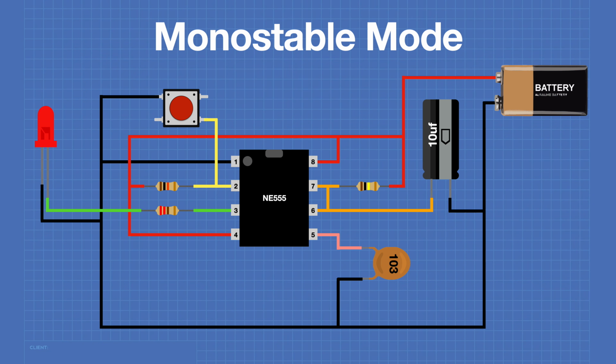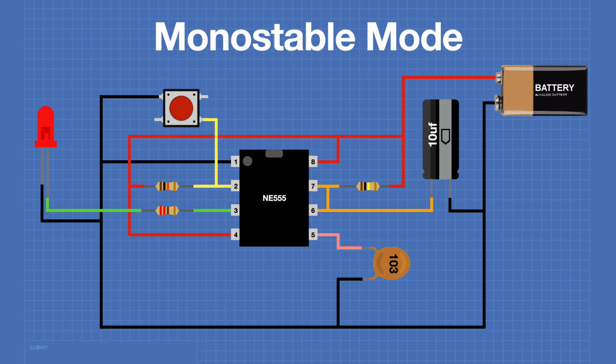Now here's how we would hook everything up. Once again, the 220 ohm resistor is taking the output on pin 3 and acting as a dropping resistor for the LED. Pin 2, which is the trigger input, has a 10K resistor that is pulling the input high.